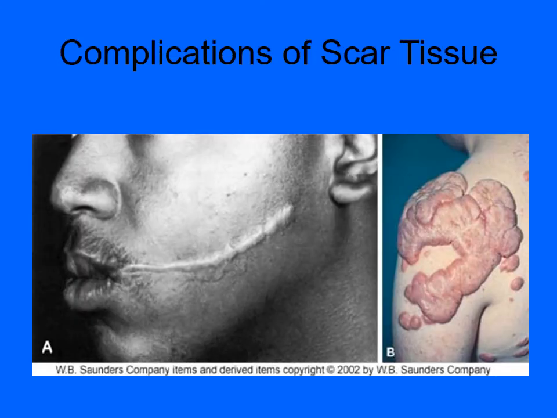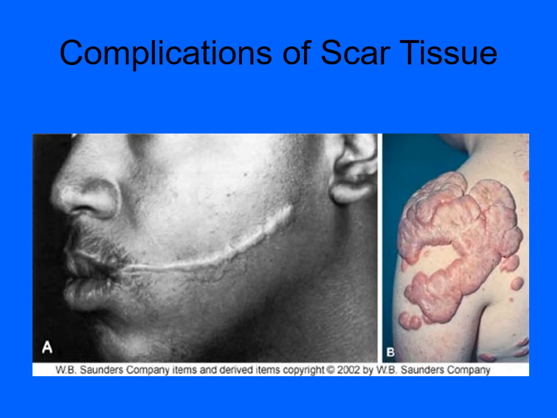Complications of scar tissue formation. There's a few things that can happen. Number one is loss of function, because scar tissue doesn't function like normal tissue. It's not really elastic, it's not really stretchy, and remember, if you think about what happens in a myocardial infarction, when you lose cardiac muscle tissue and scar tissue replaces it, it doesn't contract. It doesn't work like cardiac muscle tissue, and so the muscle gets weaker and weaker.